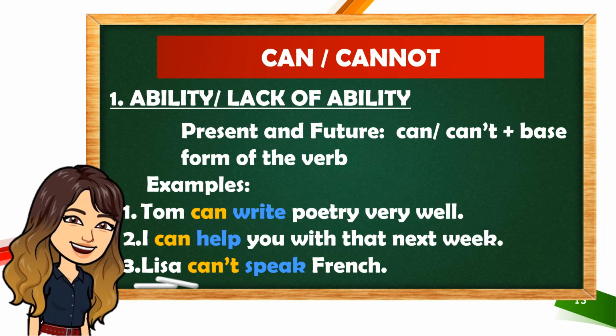First, let's discuss the modals can and cannot. These modals are used in expressing ability or lack of ability. But we use these modals if the verb is in the present or in the future tense. The format is can or cannot plus the base form of the verb. Example, Tom can write poetry very well. Number 2, I can help you with that next week. And number 3, Lisa can speak French.